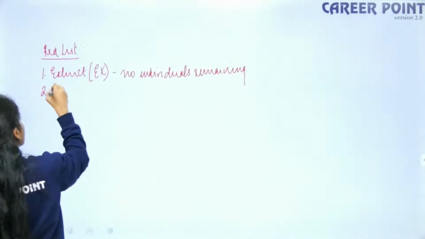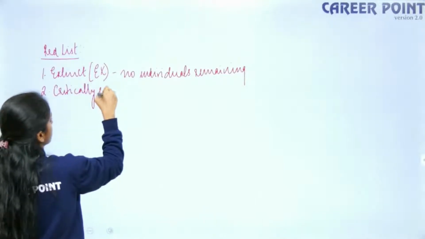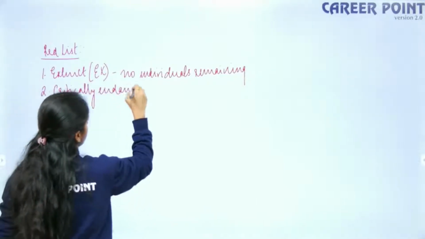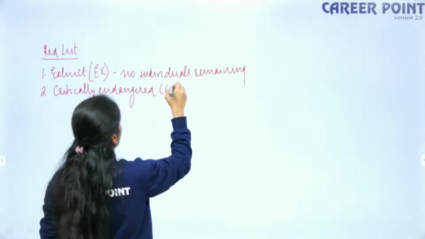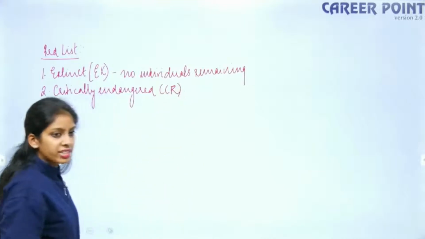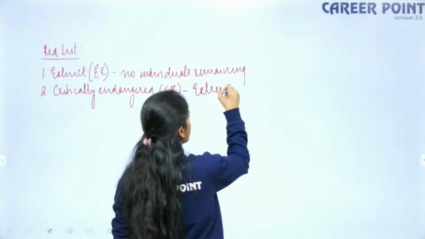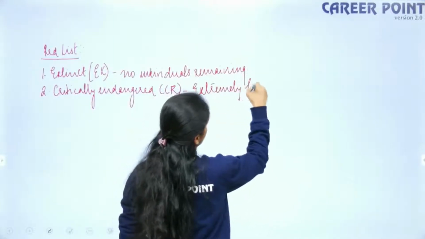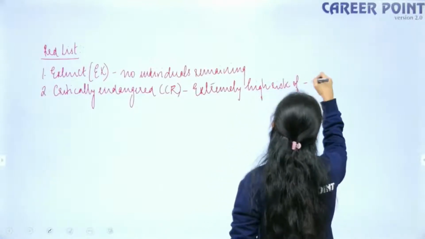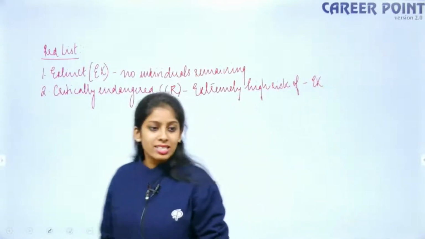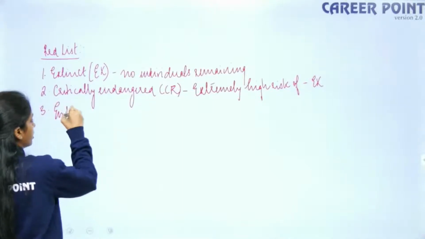The next one, number 2, is critically endangered. Critically endangered is CR, which means it has an extremely high risk of becoming extinct. So this is the second category. Number 3 is endangered.